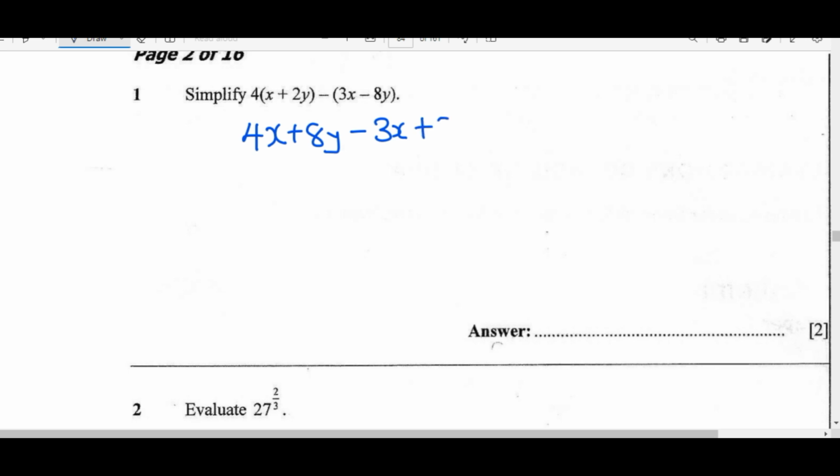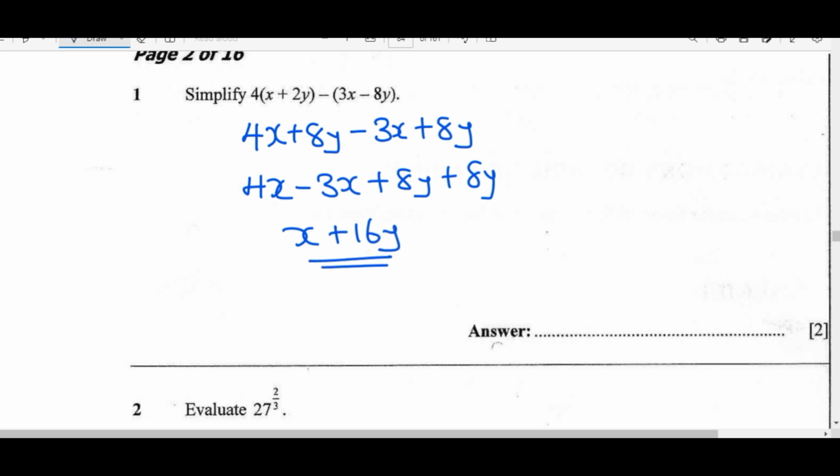So it is 8y. Now you collect the like terms: 4x minus 3x plus 8y plus 8y. When you subtract, we're going to have x, and then plus 8 plus 8, that is 16y. So you are done there.